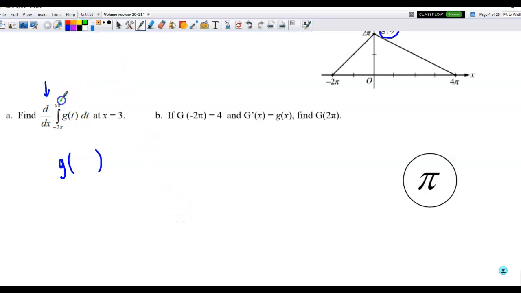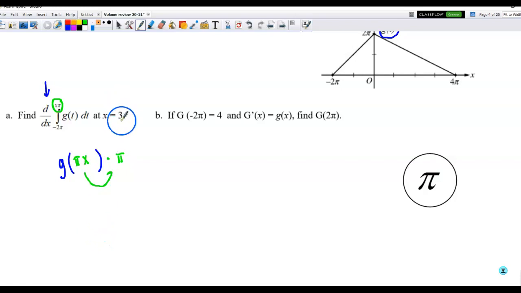Step number 2, put in the new function, and this is the new function right here. So I'm going to substitute. You could write pi x or x pi, it doesn't matter. I'm going to write pi x down here. That's put in the new function. In step 3, we're going to multiply by the derivative of the new function, which is simply pi.